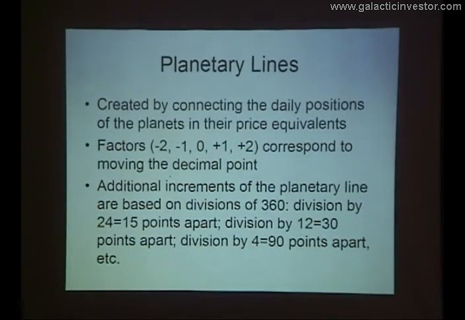Now, additional increments of the lines come on division of that wheel of 360. And we typically do that by integers. We divide it by 24. That gives us slices of 360 degrees that are 15 degrees apart. It's like slicing a pie into sections. So if we've got a planetary line at 11 degrees, and we're dividing it by 15, then we're going to add 24 to that. And the next increment up would be 35. So, $11, $35, and so forth, based on that division.